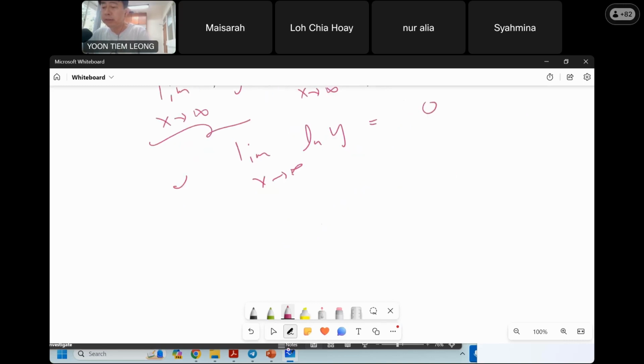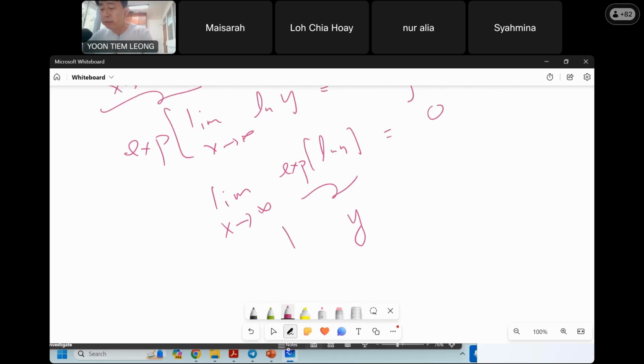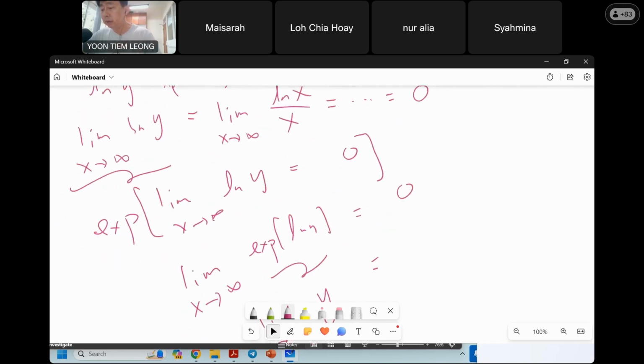So what you do is you take the exponents on both sides of the equation. So when you do that, then what you get is the limit as x goes to infinity of e raised to ln y, which is equal to e raised to 0 as well. The exponent acting on ln y will give you y. So I have just come to the conclusion that the, okay, sorry, I think the right hand side is not quite true.